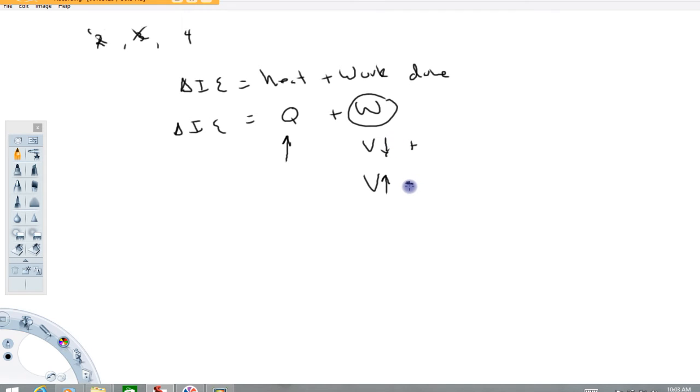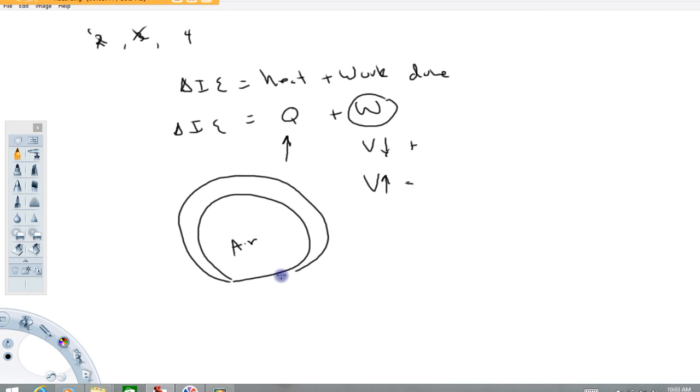So in number 4, it says air in a balloon does 55 joules of work while absorbing 79 joules of heat. So there's some sort of balloon, and it says the air in the balloon does 55 joules of work. So I would interpret that as, since the air is doing the work, the balloon must be getting bigger. Therefore, the work term will be negative. Then it says while absorbing 79 joules of heat. So this is going to be positive, whatever your number is in your work. And then the work term is going to be negative, and that's going to give you the change in internal energy. So that should be enough on that one.